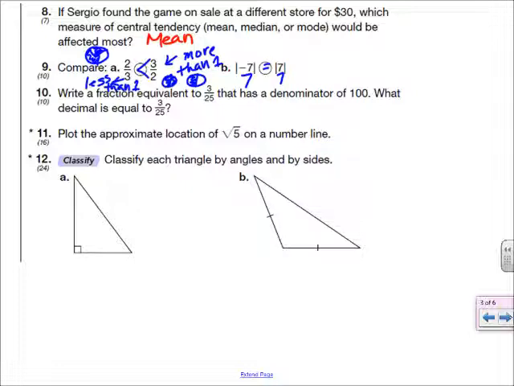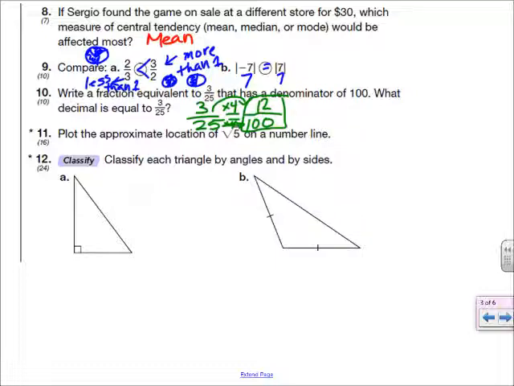Write a fraction equivalent to 3/25 that has a denominator of 100. So if I have 3/25, I want to write it as something over 100. I ask myself, how do I go from 25 to 100? Well, I multiply by 4. Whatever I do to the bottom, I have to do to the top. So 3 times 4 is 12. So 12 100ths. And then that actually gives me the answer to what is the decimal equivalent.